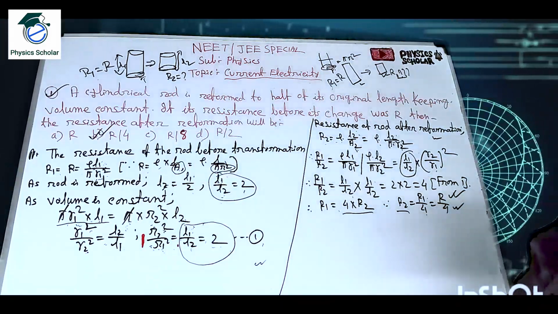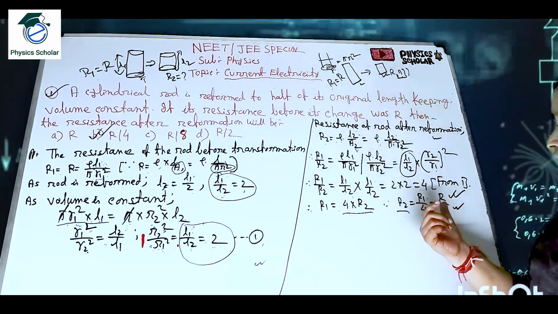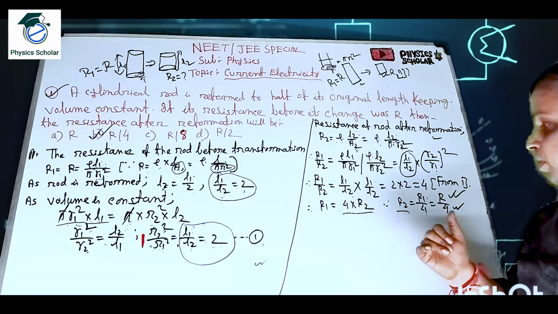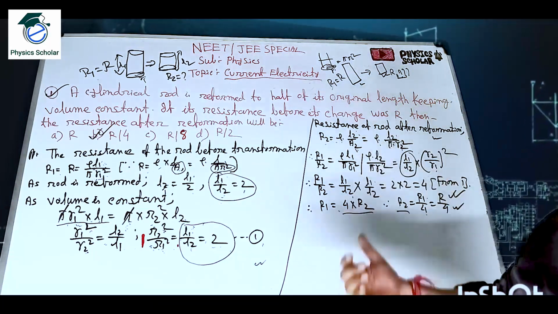So R2 is the final resistance of the cylindrical conductor. If the length becomes half, then R2 is equal to R by 4, one fourth of the initial resistance.